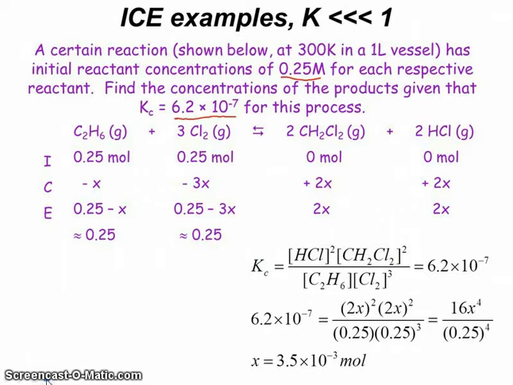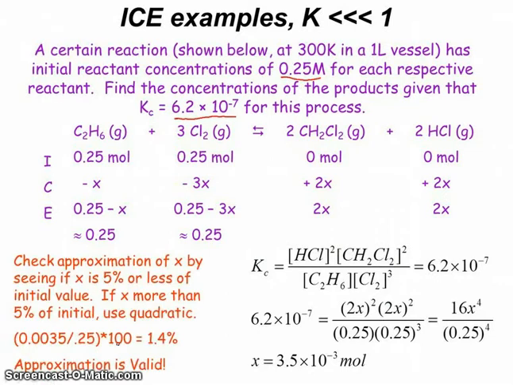Now, anytime we make this approximation, which generally we can make anytime K is less than 10 to the negative third, we need to satisfy ourselves sometimes that this works. So I'm going to satisfy this for you one time, and generally this will mean that you can accept this, but I'm going to prove it to you one time. So to prove this, we're going to check our approximation of x by seeing if the value of x is 5% or less of my initial starting concentration. If that value happens to be more than 5% of my initial, then I have to go back and actually solve this equation using a quadratic with these values transplanted inside it. And that's not something that's fun to do.